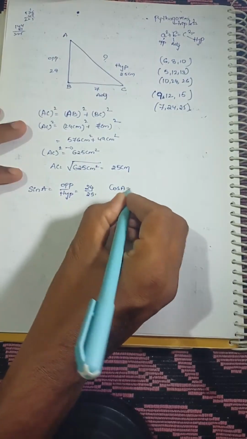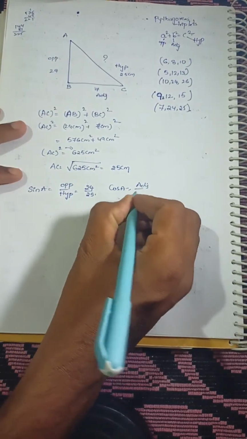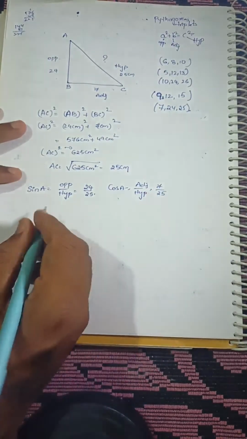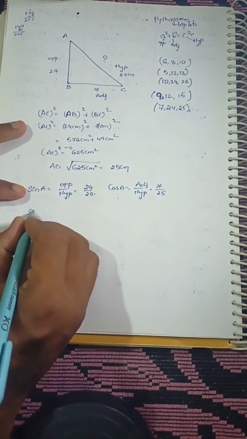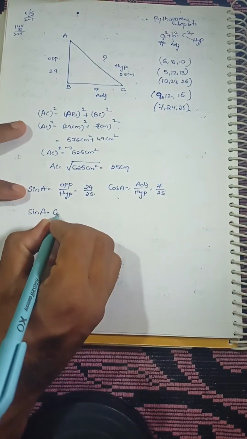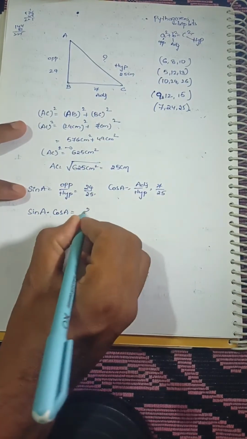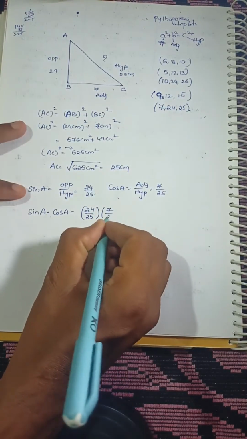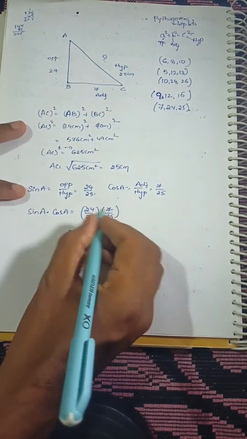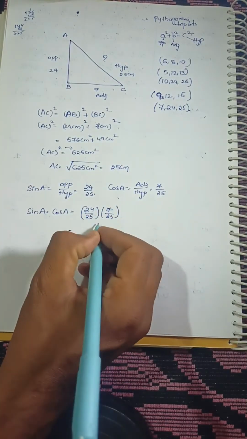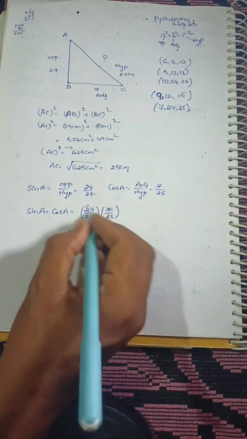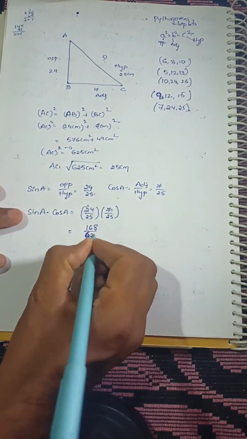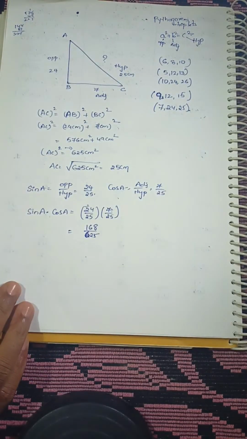Cos A is adjacent by hypotenuse, 7 by 25. So the question asks sin A into cos A: 24 by 25 into 7 by 25. If you multiply 24 into 7, 7 fours are 28, 2 carries, 7 twos are 14, 168 by 625. This is the final answer we are going to get.